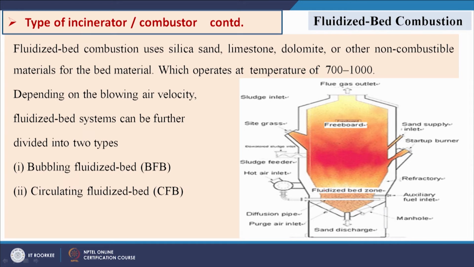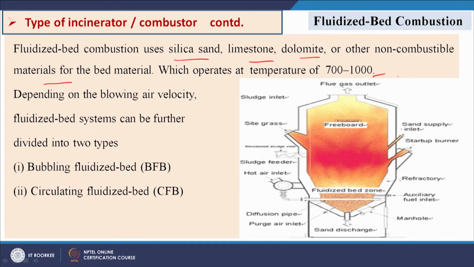So, what are those materials? That can be like silica sand, limestone, dolomite or other non combustible materials. It is used as the bed material, which operates at a temperature of 700 to 1000 degree centigrade. So, after the combustion reactions, the flue gas will be generated and it will also carry some solid materials.